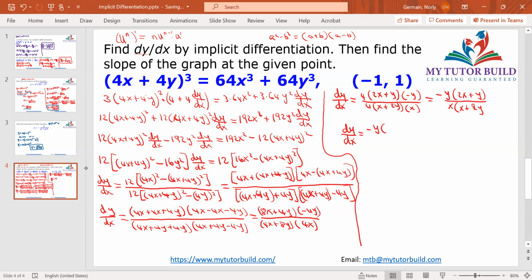You can either distribute it or leave it like this. If you distribute, it's going to give you negative 2xy minus y squared, but I prefer to keep it that way: negative y times 2x plus y over x times x plus 2y. So let's keep this one as our derivative. This is the implicit differentiation.